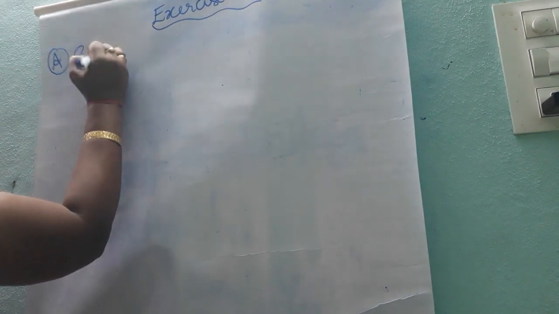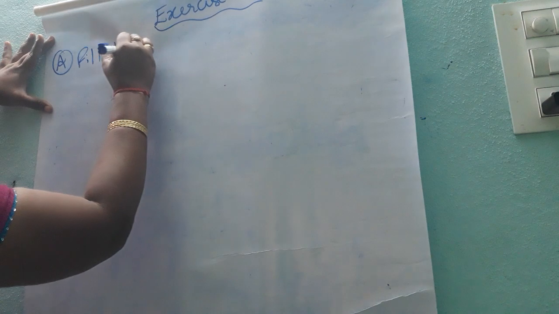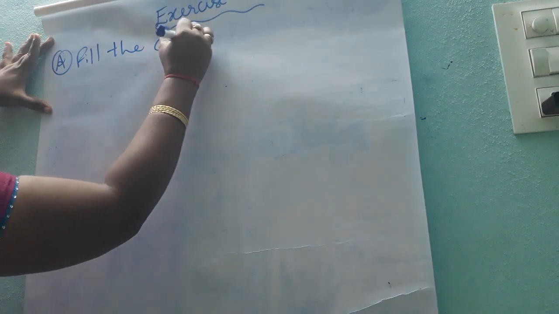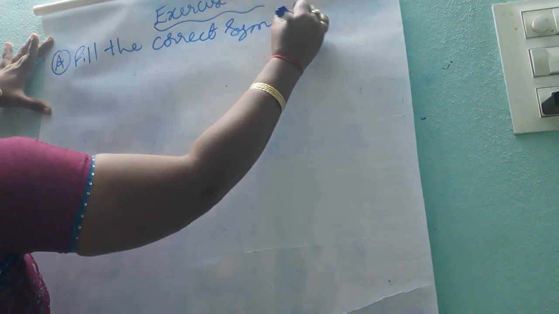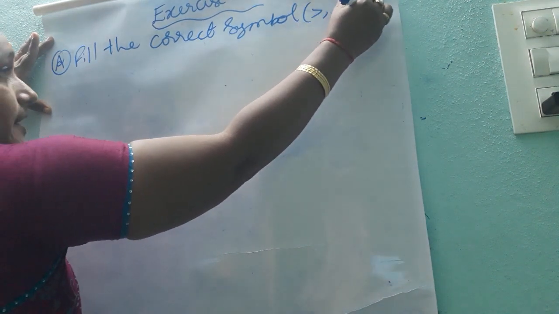See exercise 1.6. Okay children, first one. Fill the correct symbol. What symbol do we have to use in that, Amma? Greater than, less than or equal to. Using those symbols you have to fill it. See the first question.